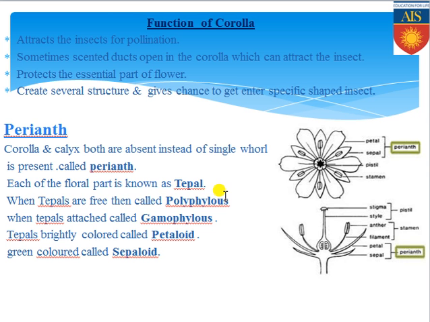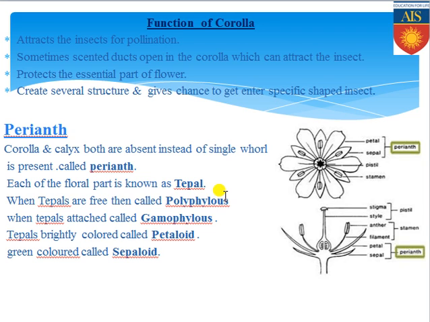Coming to the function of the corolla, it attracts the insects for pollination because they are colorful. Sometimes they contain scented ducts also, which open in the corolla and can attract the insects. It protects the essential reproductive parts of the flower, androecium and gynoecium. It creates several structures also and gives a chance to attract specific insects, okay. So it is actually producing some kind of shapes or configurations, so that only a specific kind of insect, which is responsible for pollination, can enter this specific flower containing this corolla.